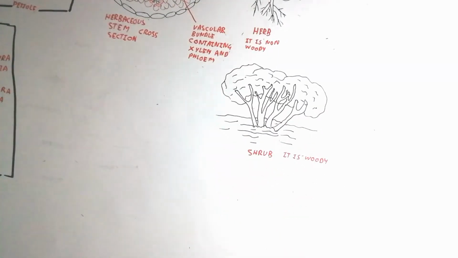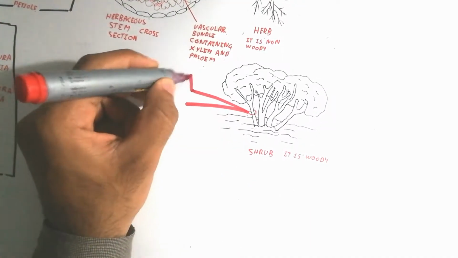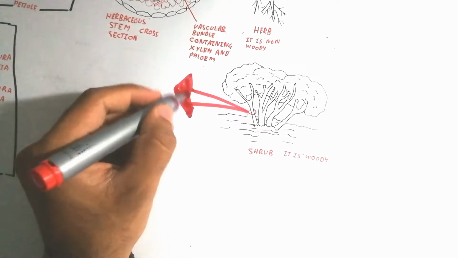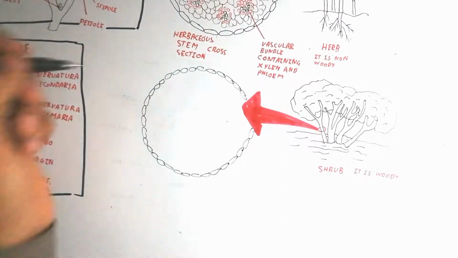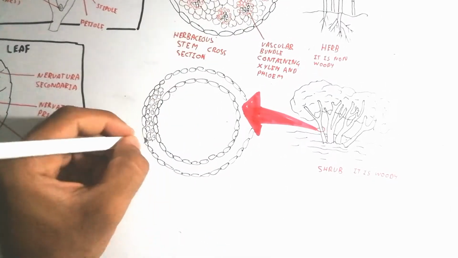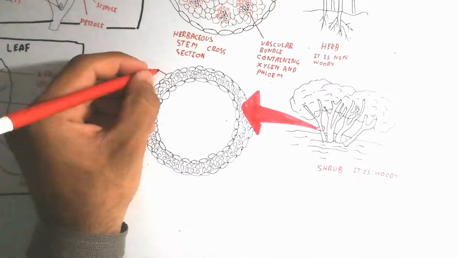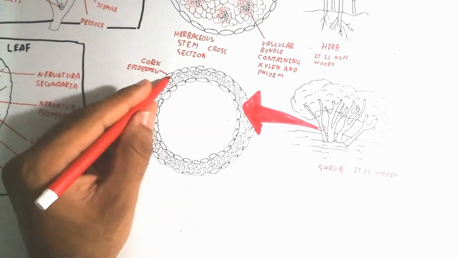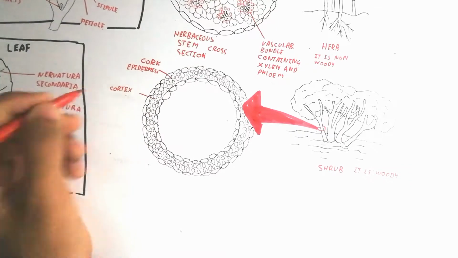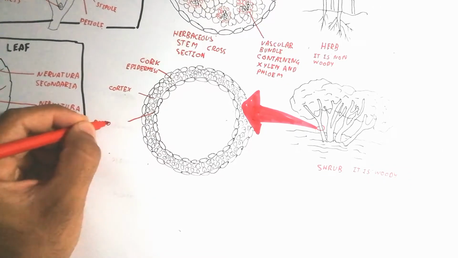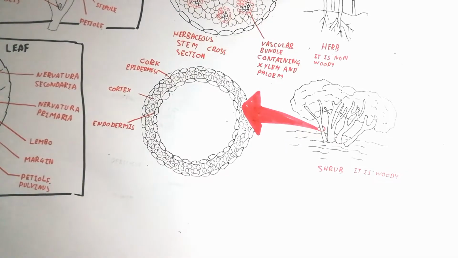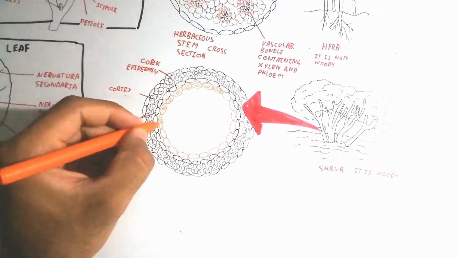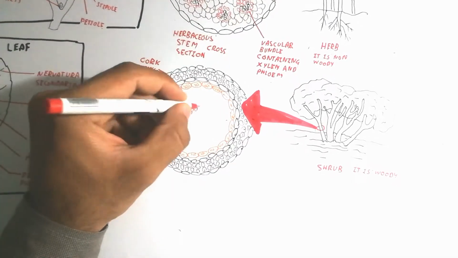Now we will talk about herb to shrub. A shrub is a little tree, meaning it also has wood, but the shrub is smaller than a tree. Here we will draw a cross section of the stem of the shrub. The upper part is the epidermis and the inner part is the endodermis, and between the epidermis and endodermis is the cortex.